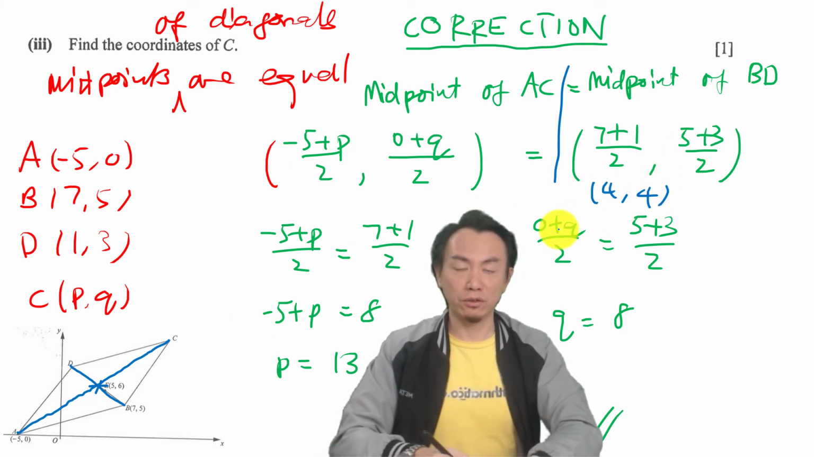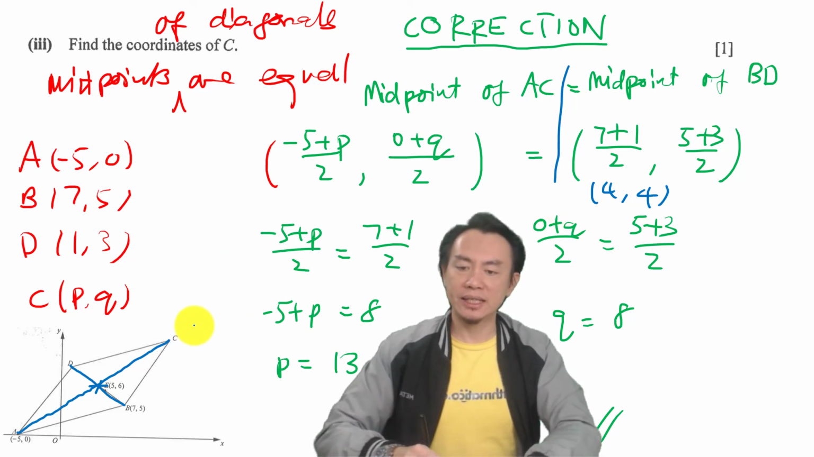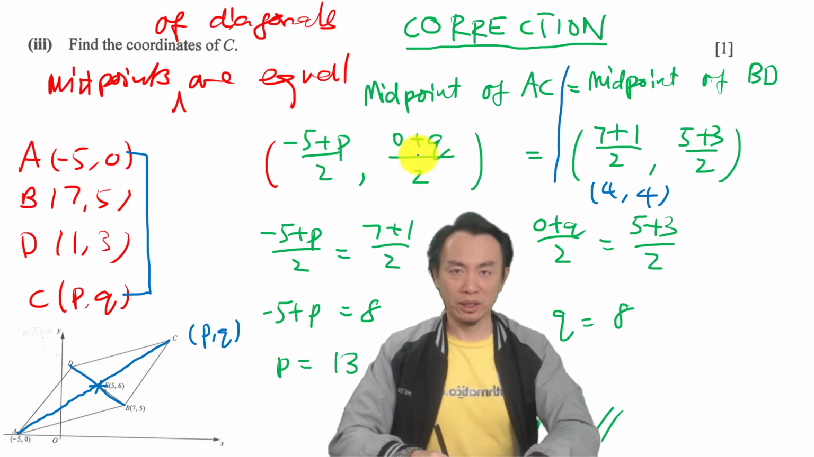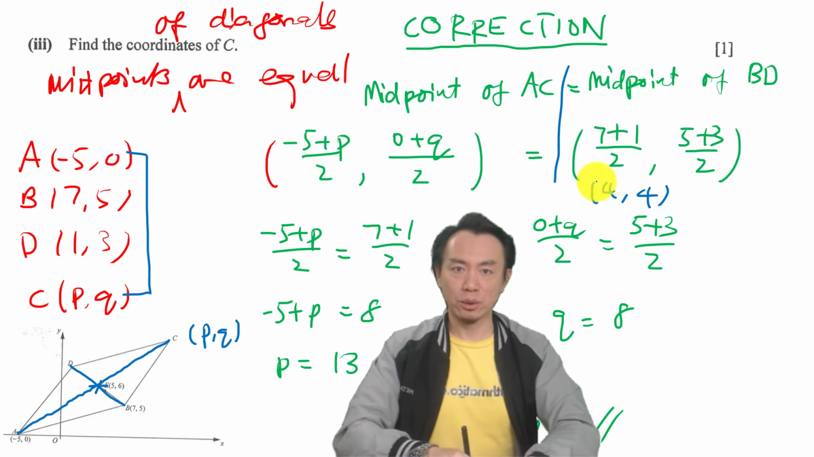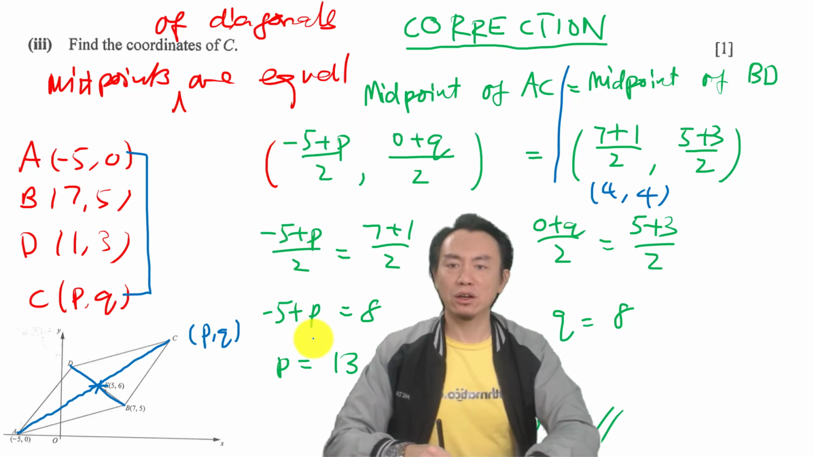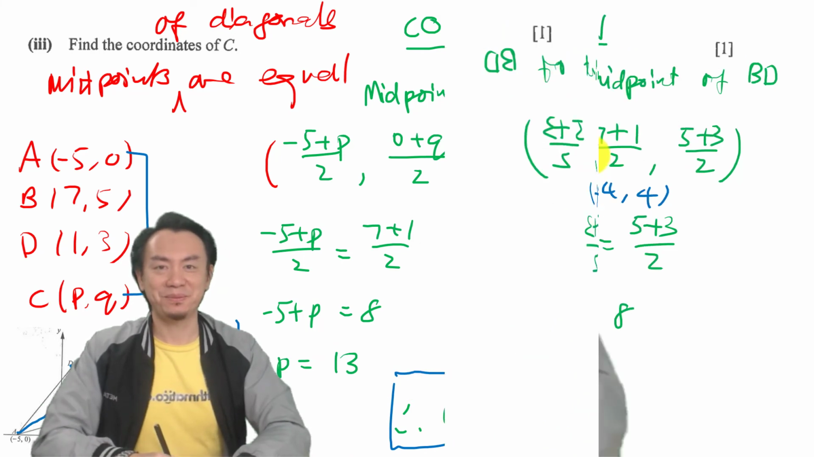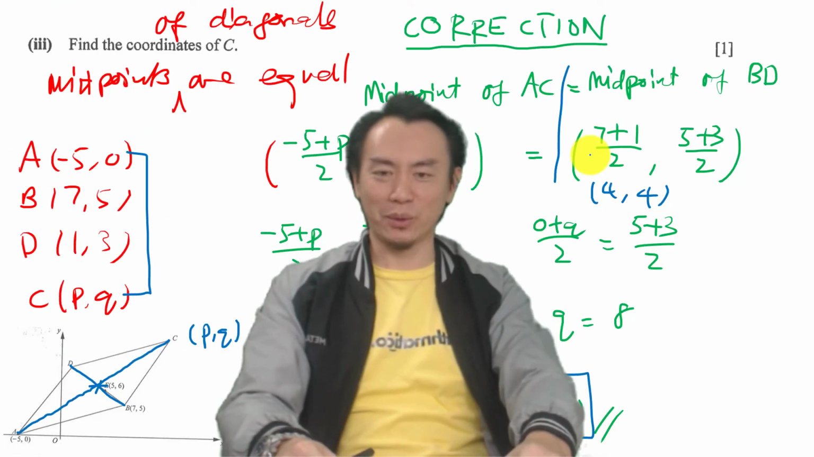The midpoint is (4, 4), but at the same time, if you say that C is (p, q), which I let it be here, then the midpoint of AC will be this. So we have negative 5 plus p divided by 2 as the x-coordinate of the midpoint, and 0 plus q divided by 2 as the y-coordinate of the midpoint. So we just set each one of these equal to 4. From here I solved p to be equal to 13, q is equal to 8, and so the coordinates of C is (13, 8).